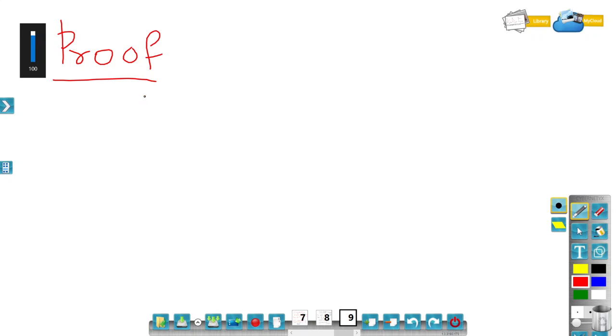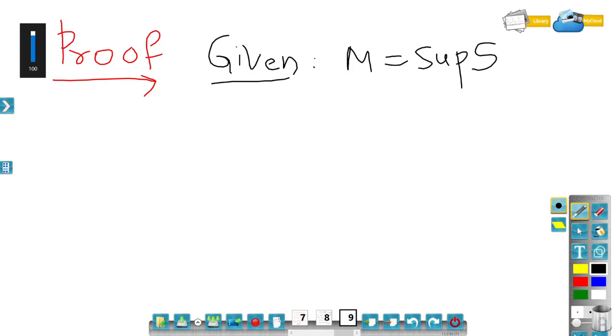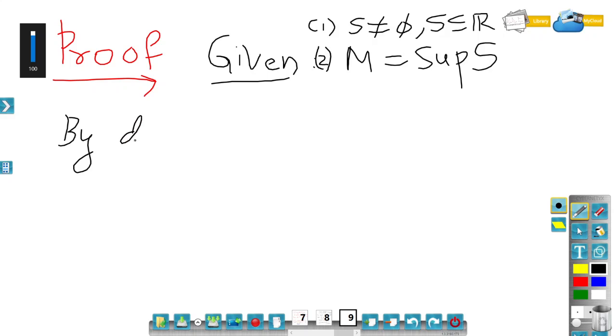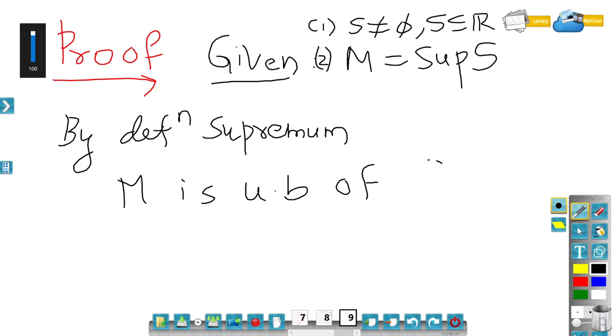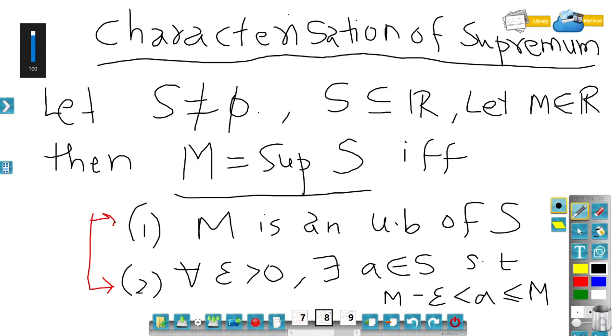Since the converse part is also true, let's do the first part. What is given? It is given that M is equal to the supremum of S, where S is a non-empty subset of R. Since M is a supremum of S, by the definition of supremum, M is an upper bound of S. I have to prove two statements. The first statement says that M is an upper bound of S, and the second says that for every epsilon greater than 0, there exists an A belonging to S such that M minus epsilon is less than A, which is less than or equal to M.